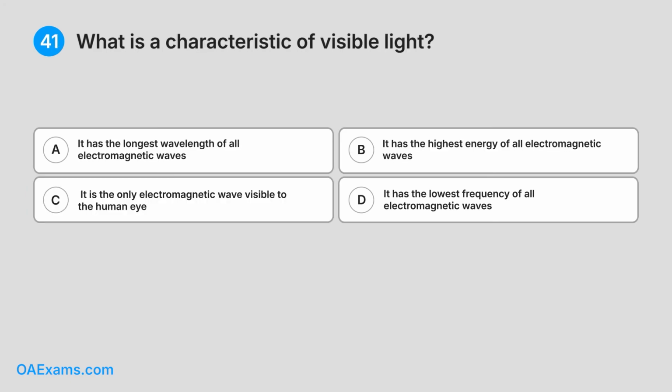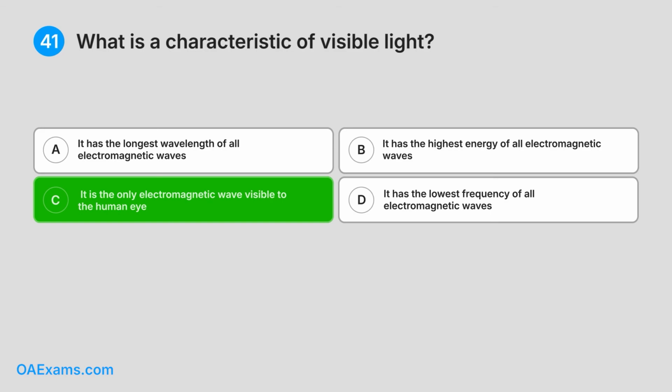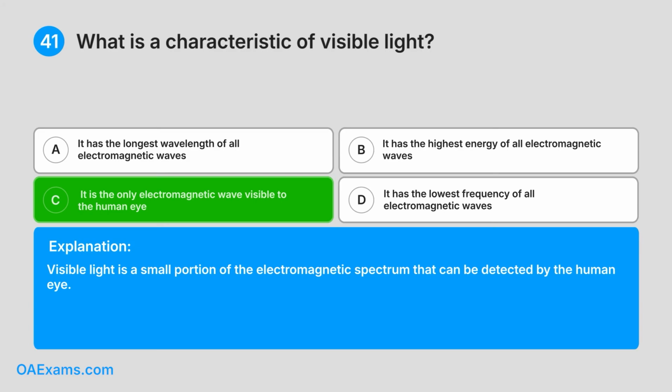41. What is a characteristic of visible light? A. It has the longest wavelength of all electromagnetic waves. B. It has the highest energy of all electromagnetic waves. C. It is the only electromagnetic wave visible to the human eye. D. It has the lowest frequency of all electromagnetic waves. Can you guess the answer? Correct answer: C. It is the only electromagnetic wave visible to the human eye. Explanation: Visible light is a small portion of the electromagnetic spectrum that can be detected by the human eye.